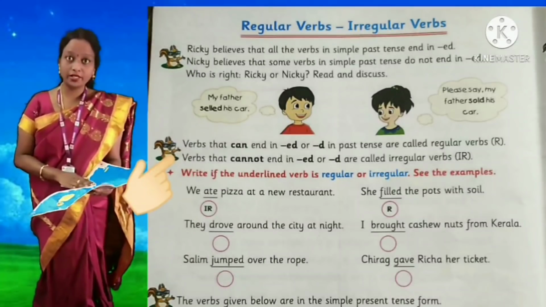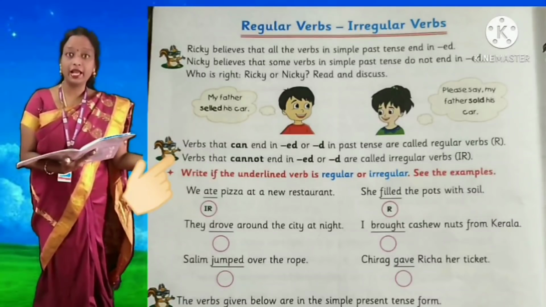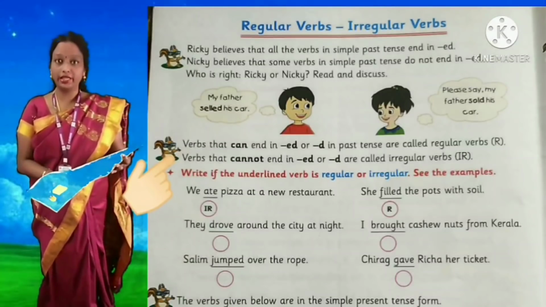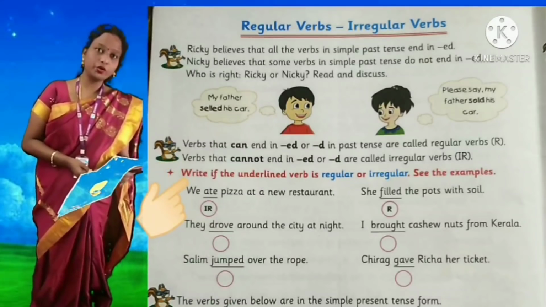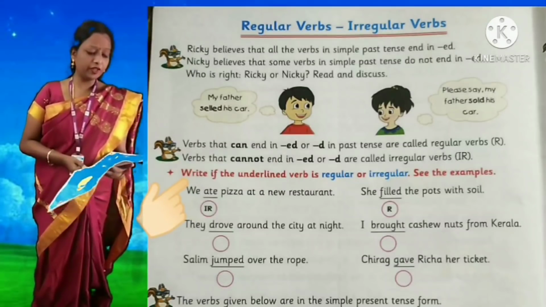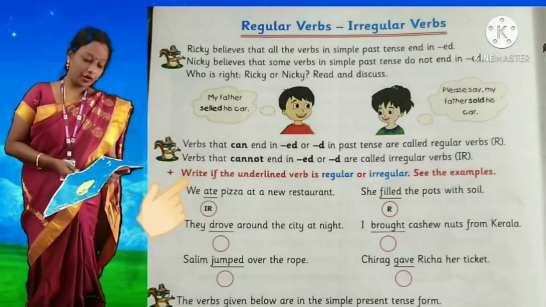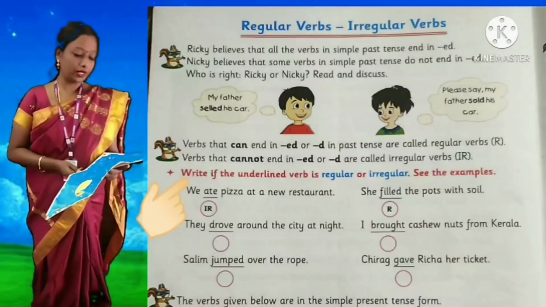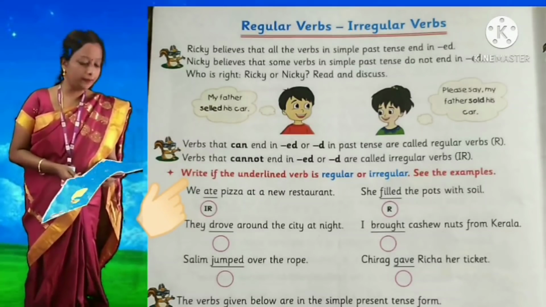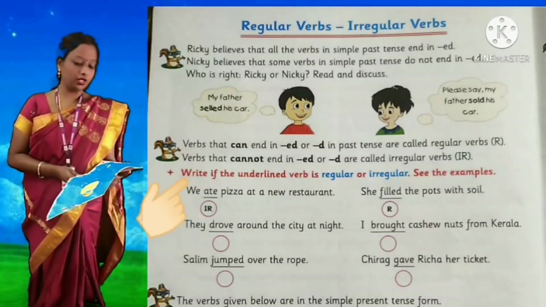I gave you a few examples. Here, Nikki gave you one example. Sell, sold. Yes, children. Now we'll go to the exercise, children. Ready? Write if the underlined verb is regular or irregular.